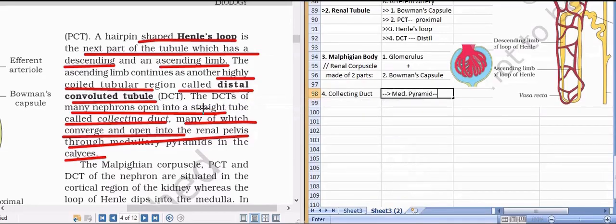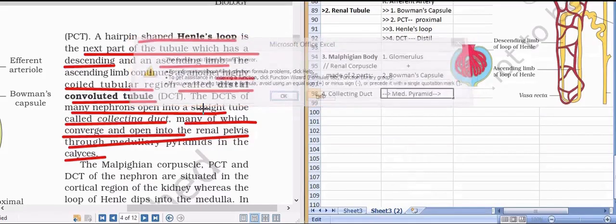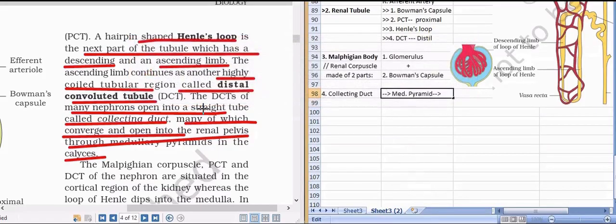From there it will enter into calyces. What is that? DCT. Medullary pyramid. Then it will enter into calyces. Here, see here, calyces. Then it will enter into the pelvis. So pelvis.